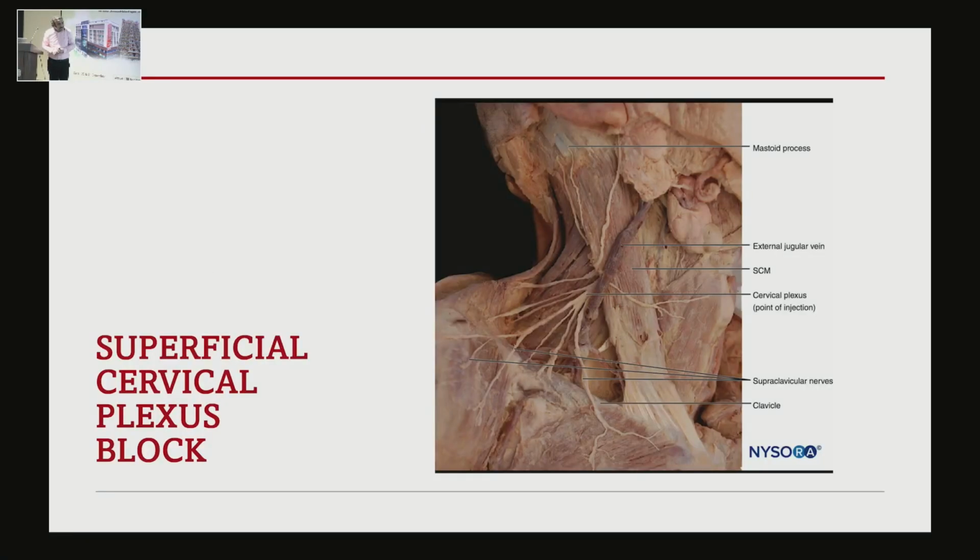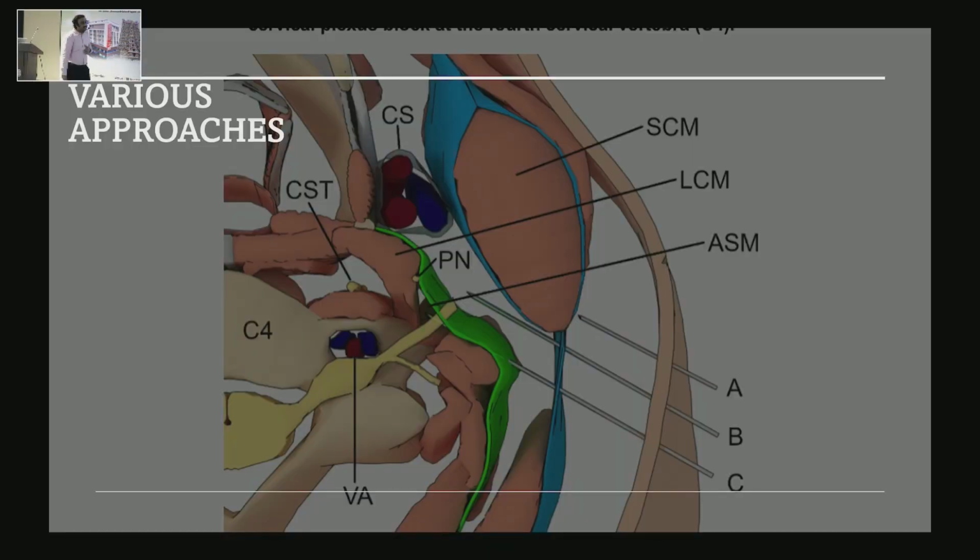And coming to the superficial cervical plexus block, we all know that at Erb's point the nerves of the superficial cervical plexus come out. Of importance to anesthetists are the supraclavicular nerves. They supply the clavicle and the cape of the shoulder. We have the transverse cervical nerve, great auricular, and the suprascapular nerve. So let us see, what are the injections we do here?